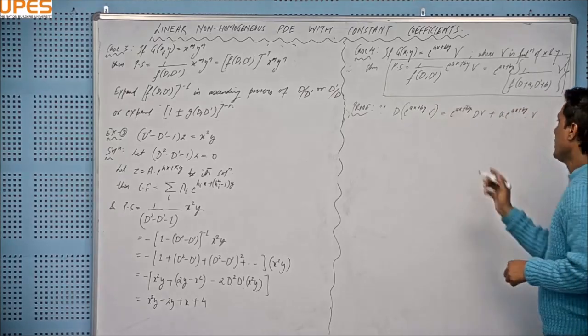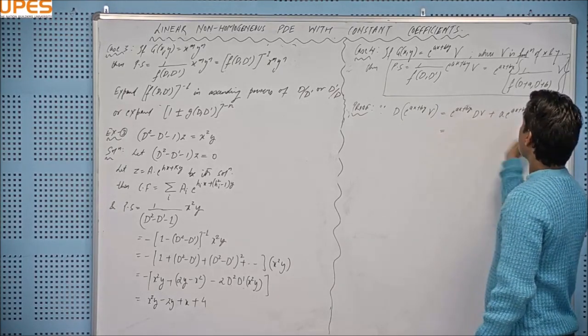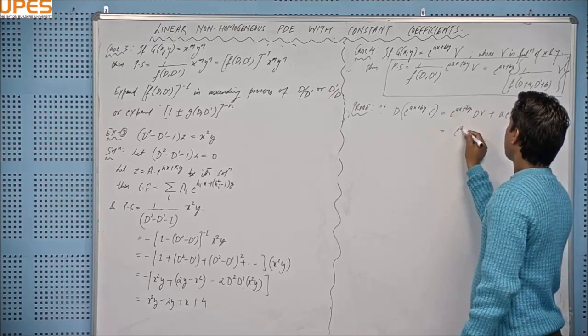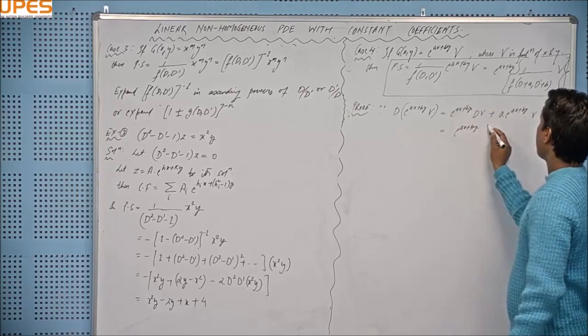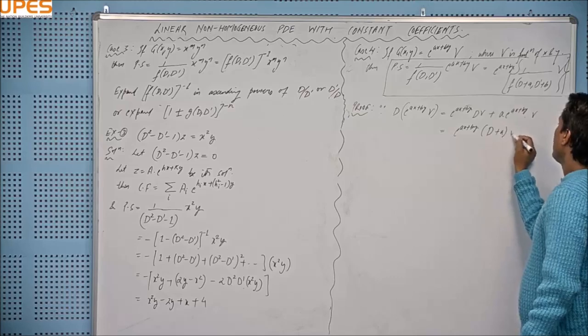Okay, then actually taking common out of it, I think e to the power ax plus by can be taken common, and I can write D plus a on v.